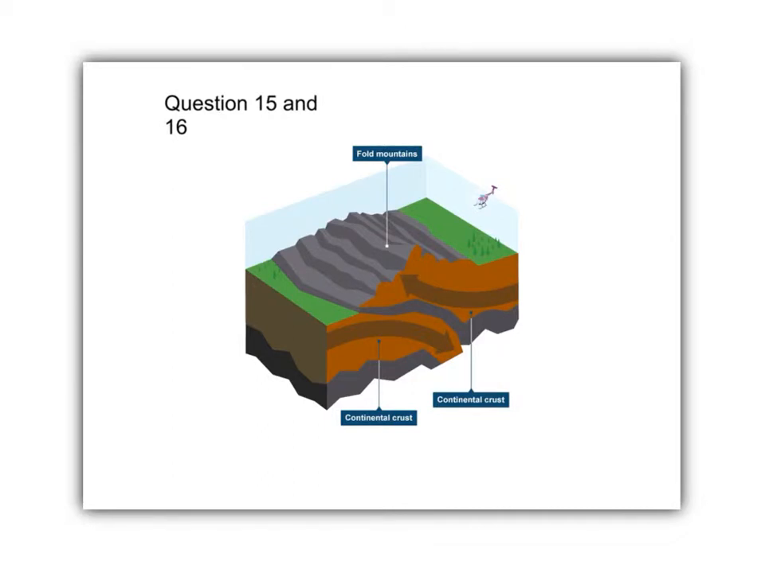All right, here's question 15 and 16. Which stress forms folded mountains, and folded mountains form at what type of boundaries? So as you can see here, we have our folded mountains right here in the middle. We have two plates coming into each other. So when they come into each other, that is a convergent boundary, and also that's compressional stress. Two similar things, and that's how our folded mountains are formed.